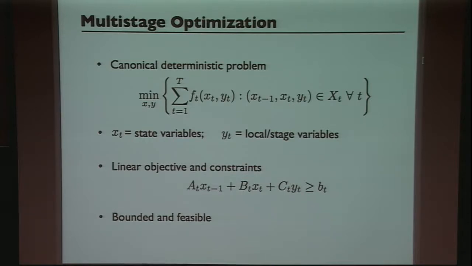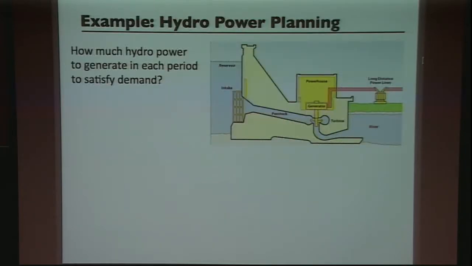If you have other types of dynamics, you can always formulate it in this way. We're going to assume that this problem is bounded and feasible. And so here's a simple example, but actually used in practice.